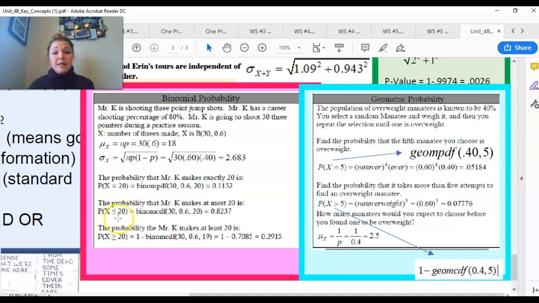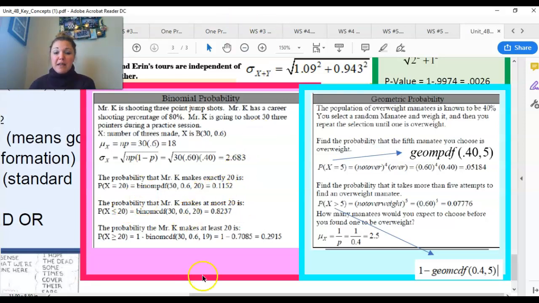Okay, in this case, that's nice. It says, what's the probability they make at most 20? So the probability that X is less than or equal to 20. That's your binom CDF, N, P, K. And you do need to write that under there. Practice with your calculator. Make sure you know where to find it. Okay, what if it said, find the probability that Mr. K makes less than 20? Well, your probability statement then would be the probability that X is less than or equal to 19, because for less than 20, you need to rewrite it.